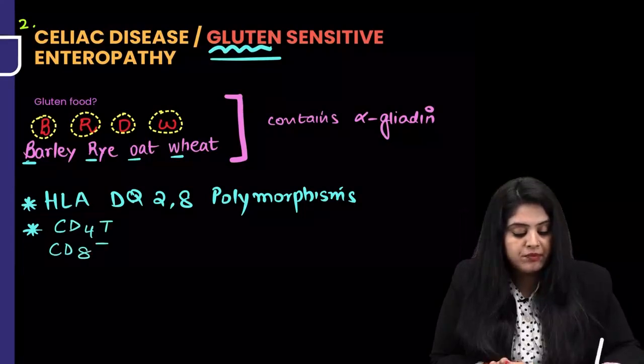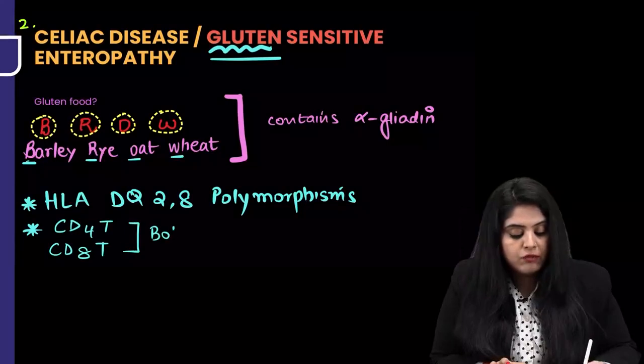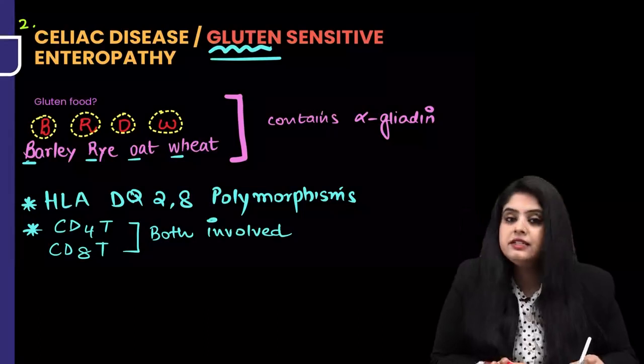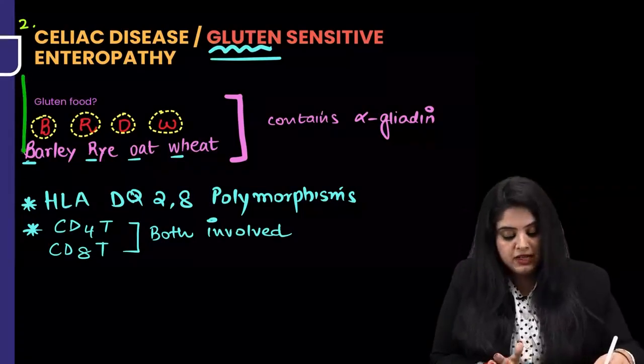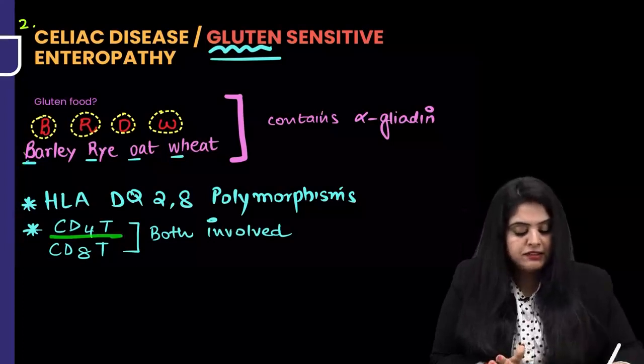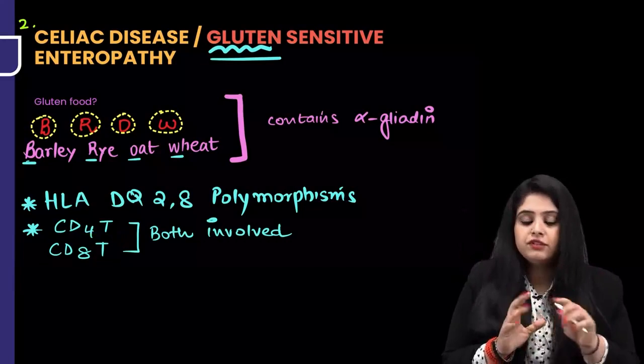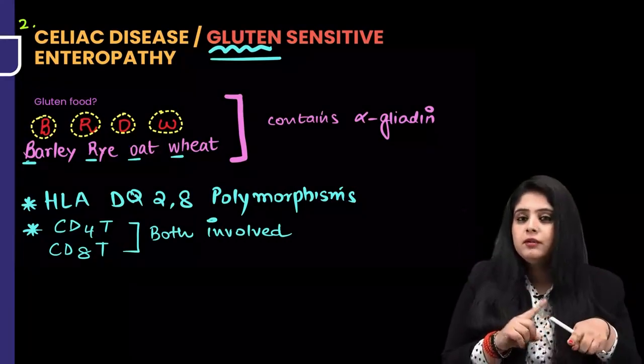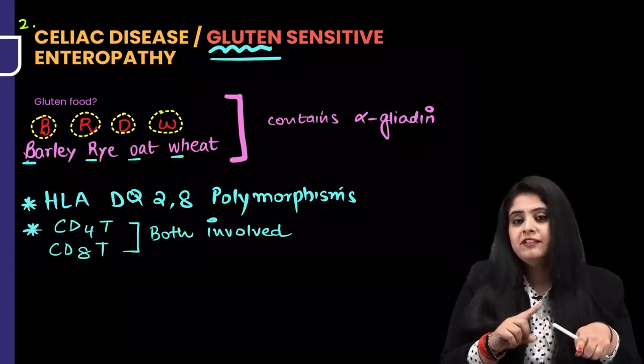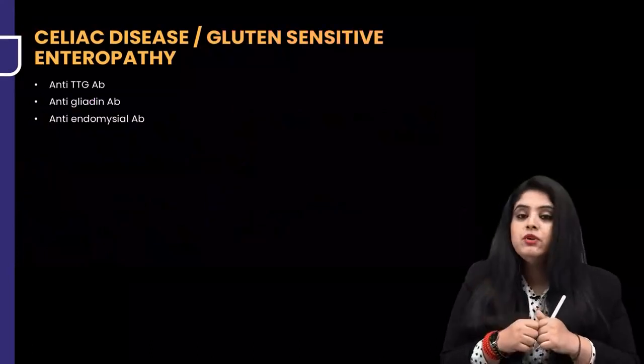So the next question asked is, is it a CD4 T cell problem or is it a CD8 T cell problem? So remember, both are involved in the pathogenesis. CD4 T cells and CD8 T cells both are going to be involved in the pathogenesis. Very, very important. Now I know one thing from my immunity: T and B cells are cousin brothers. If T cells are getting involved, B cells will also get involved. And if B cells get involved, antibodies will form.